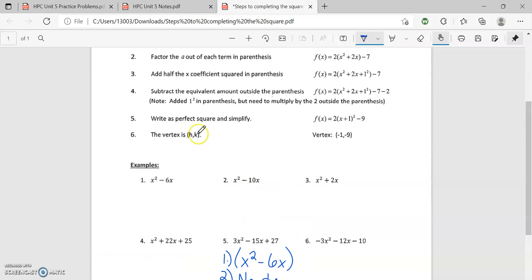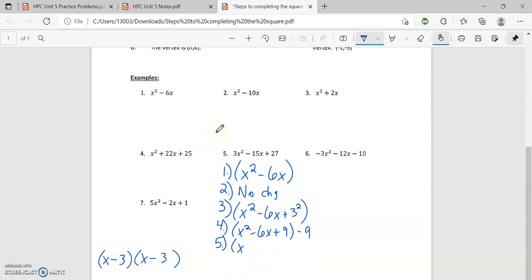But step 5 is saying write it as a perfect square. And a perfect square is exactly that. It's x minus 3 times x minus 3. So we would write it as x minus 3 quantity squared. Okay, so that's just what's inside the parentheses though. So we still have minus 9.